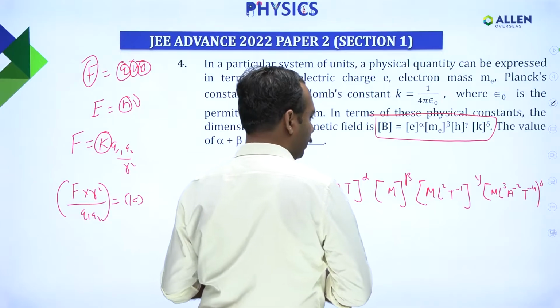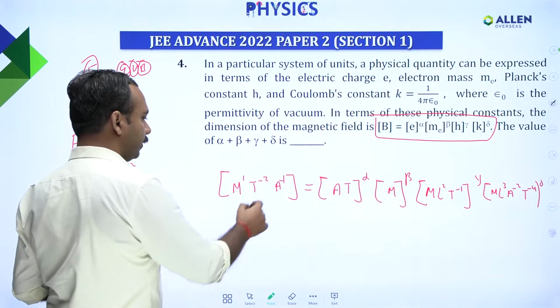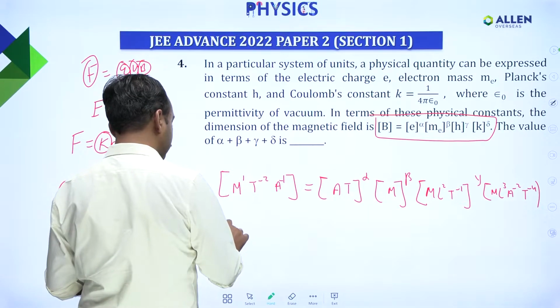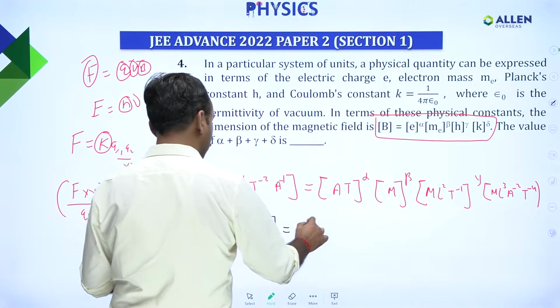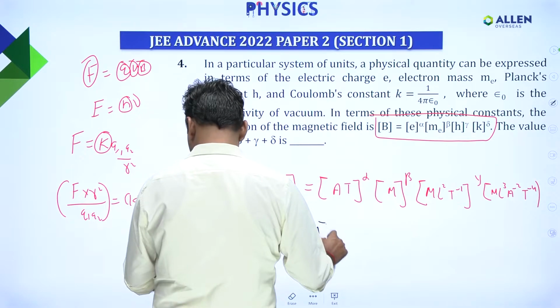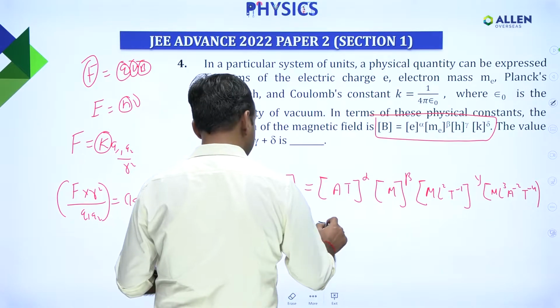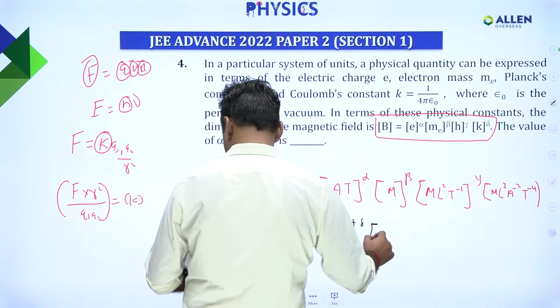So if you solve it further, the next equation I'll get is M1 T minus 2 A minus 1, and if you write it in terms of M, I'm getting M to the power beta plus gamma plus delta, and L to the power of the corresponding combination.